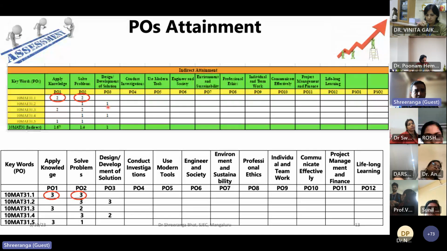Here I am going to write value 1 because this was the spot where I have mapped. In a similar manner, either I will take the average or the maximum value. Then I am going to get the indirect attainment for every PO. The previous slide is about direct attainment for POs, and this slide is about indirect attainment for POs. Now we need to club direct and indirect attainment together to get the total attainment for POs.